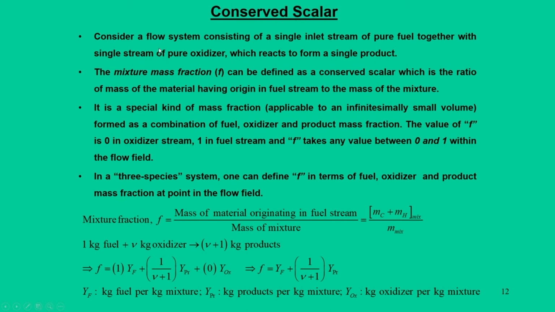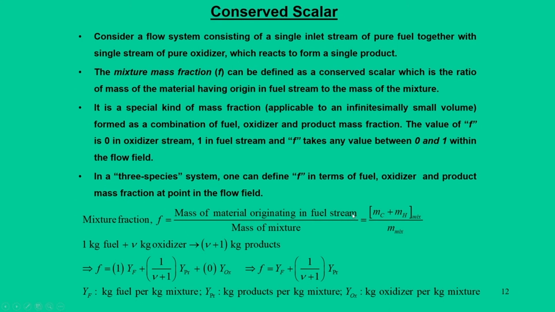So, we take a flow system that consists of a single inlet stream of pure fuel together with a single stream of pure oxidizer. When you do that, we see that 1 kg of fuel, when it mixes with mu kg of oxidizer, gives mu plus 1 kg of products. Of course, prior to this we defined mass fractions and mole fractions of fuel, oxidizer and each species, but this conserved scalar definition says that the mixture fraction F is equal to the mass of material originating from the fuel stream.